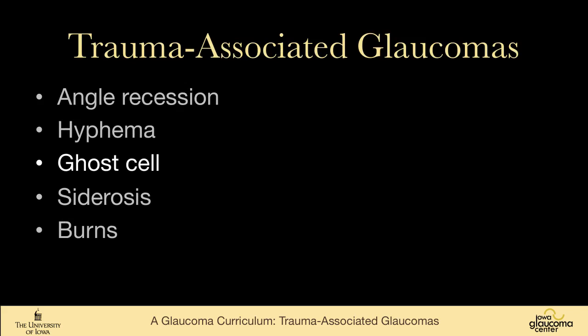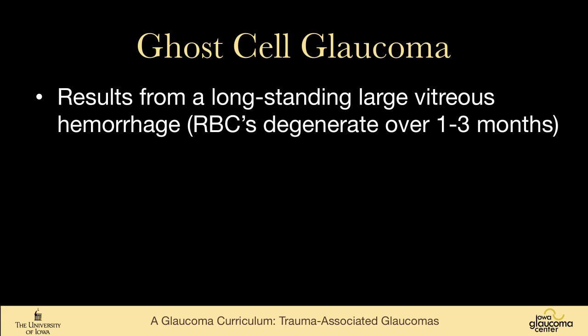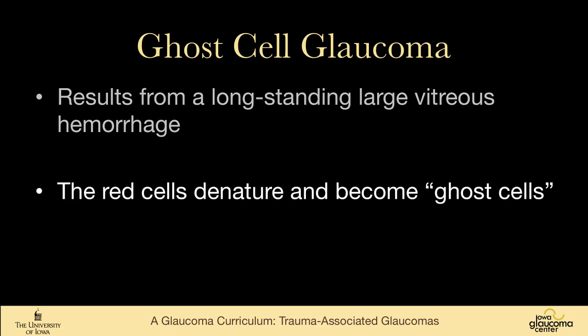Ghost cell glaucoma results from a long-standing large vitreous hemorrhage. Emphasis on long-standing. So if a patient has a brand new vitreous hemorrhage, they're not going to get ghost cell glaucoma. These red cells degenerate over 1 to 3 months, and they become ghost cells. They denature and become these ghost cells.